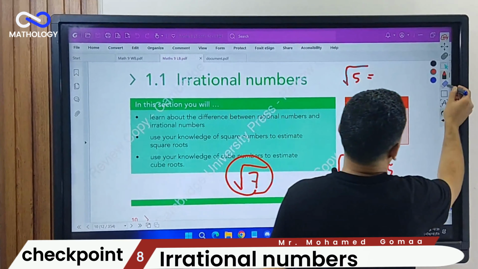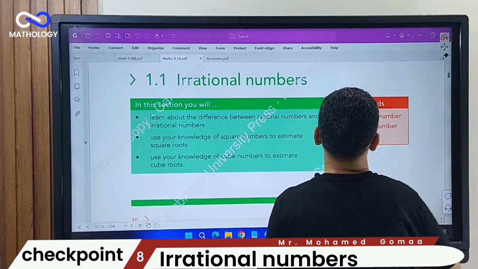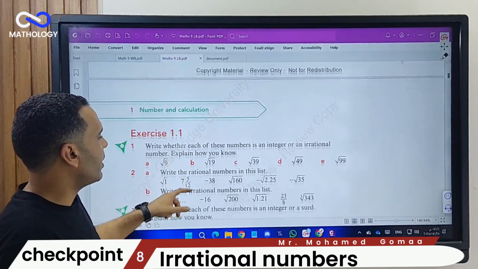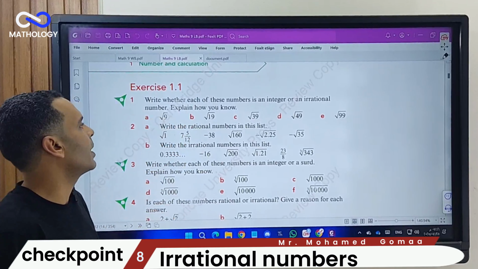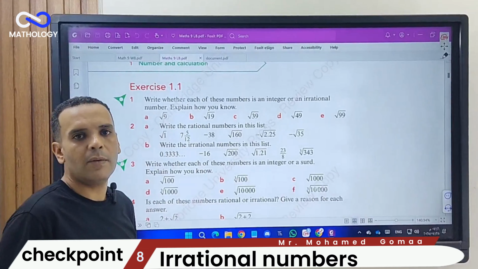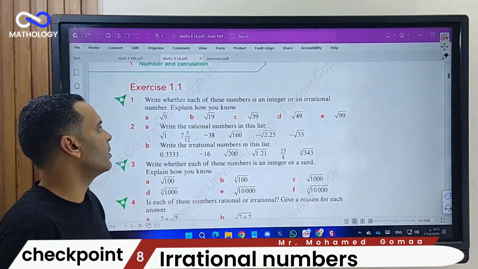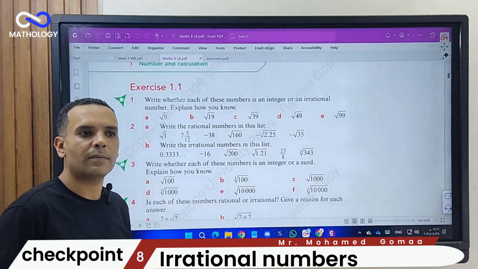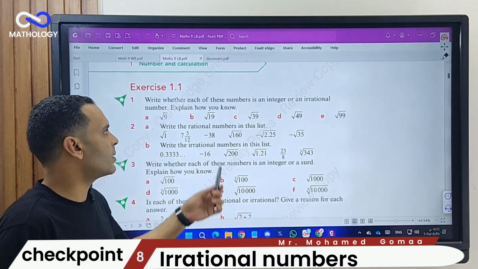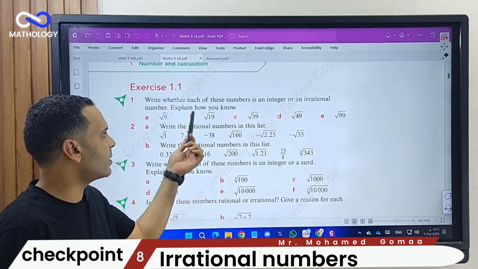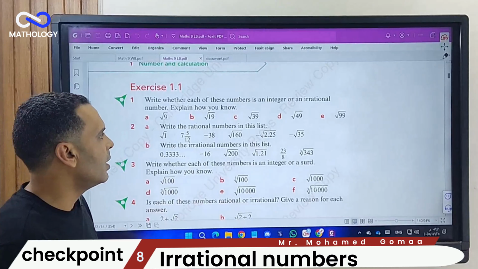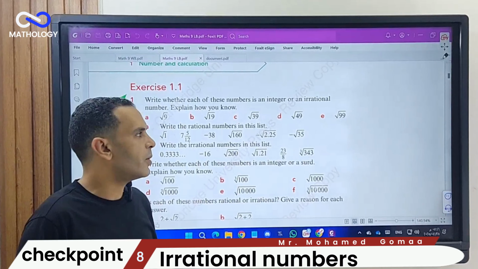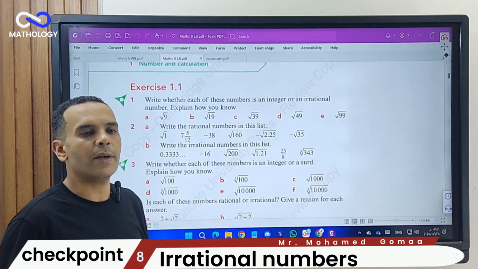If I ask you which of these numbers are irrational, like this one, the square root of 9 equals 3. So the square root of 9 is rational. The square root of 19: there is no number multiplied by itself that equals 19. So this number is called an irrational number. The square root of 39: 39 is not a square number. So the square root of 39 is called an irrational number.